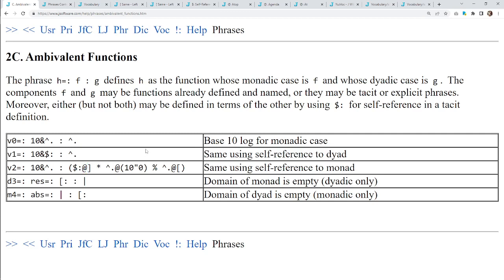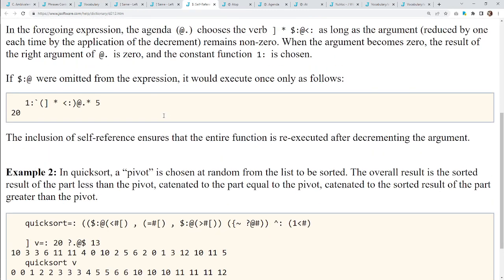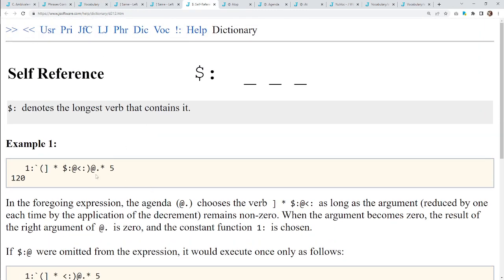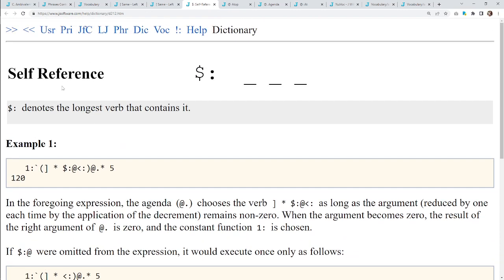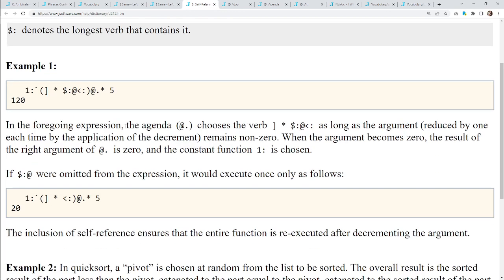What does that mean? Wish I had a simpler one. What if we go back to our self-reference here? Is this one simpler? I don't even know what this is. This says denotes the longest verb that contains it. Yeah, I don't know what that means.